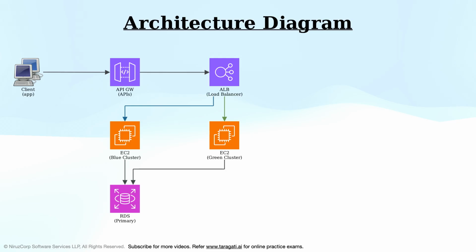Both blue and green environment EC2 clusters will connect to the existing Amazon RDS, Relational Database. Multi-AZ configuration will create an additional standby instance. Primary instance will replicate the data continuously with the standby instance.